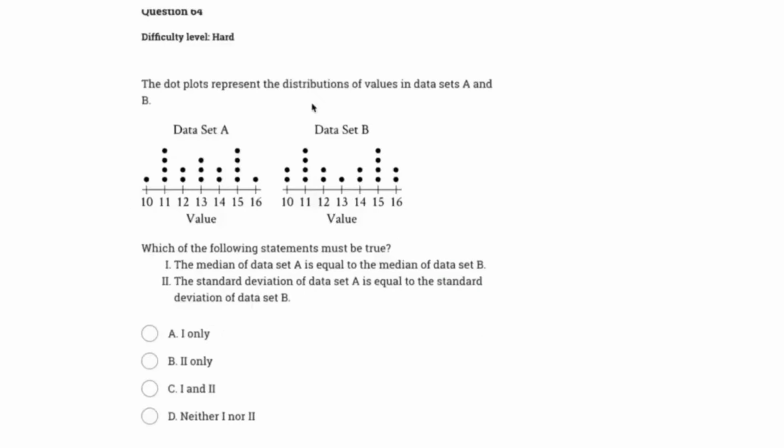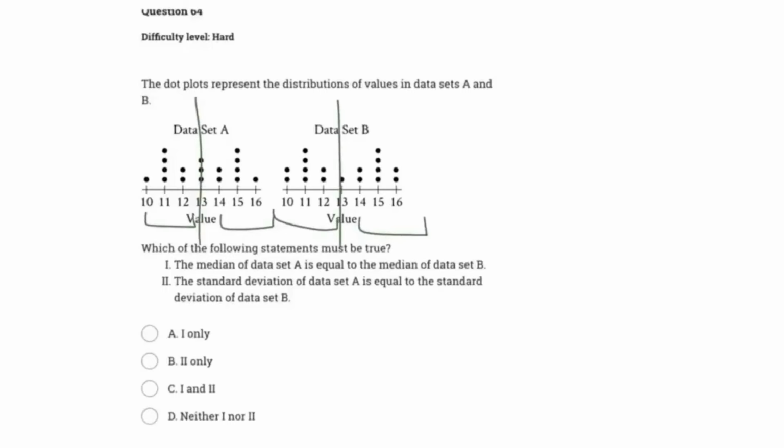Dot plots represent the distributions of values in datasets A and B. Which of the following statements must be true? So statement 1 says the median of dataset A is equal to the median of dataset B. And that's true because both distributions here, you can see, are symmetrical. If I were to draw a line down the middle, you have an equal number of points on both sides, right?